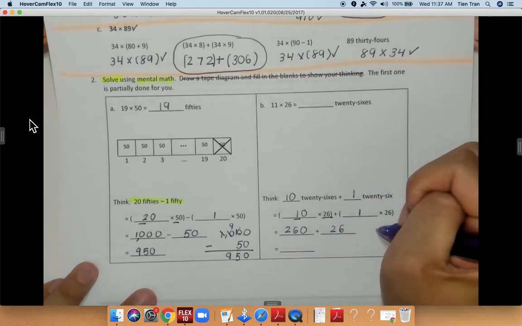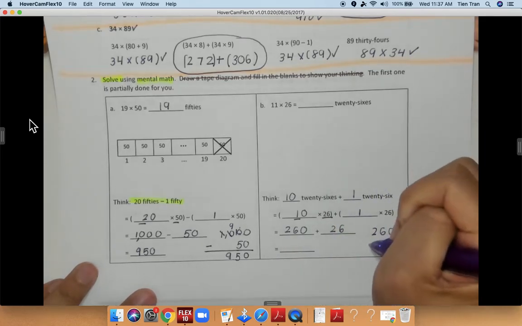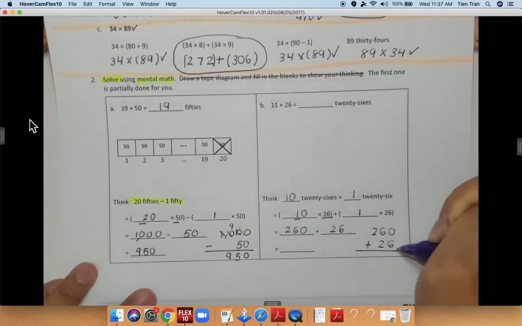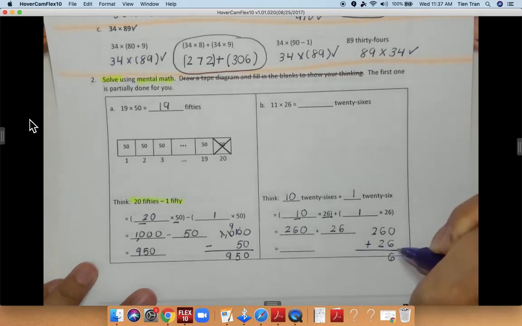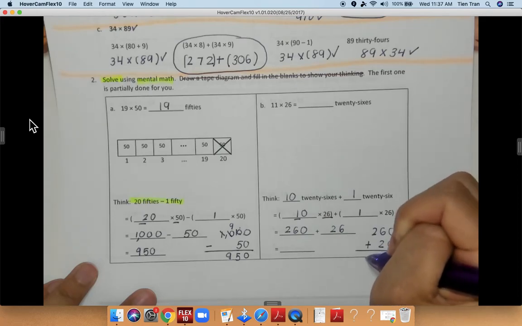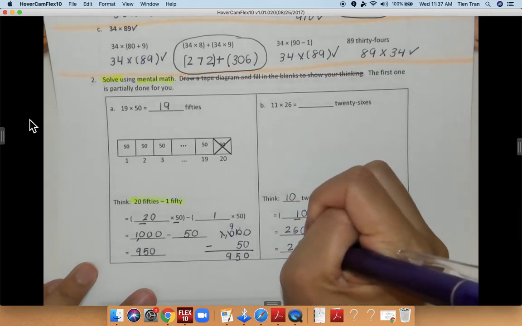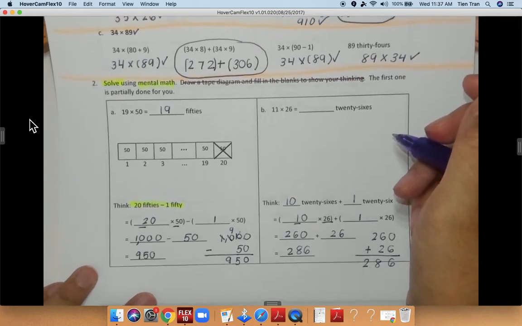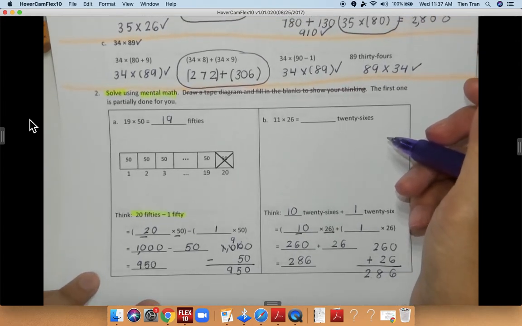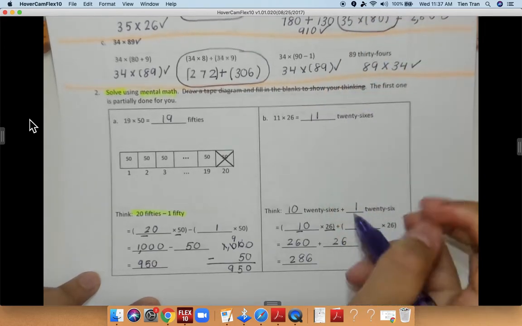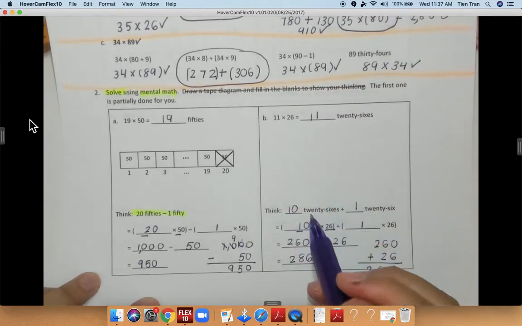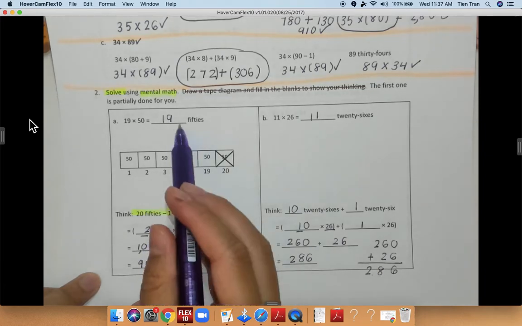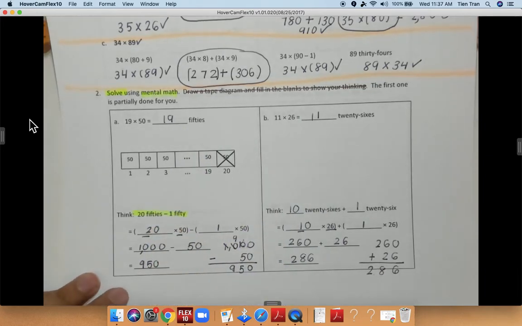So now I'm going to add those numbers together. I have 260 plus 26. I know that 0 plus 6 is equal to 6. 6 plus 2 is equal to 8. And bring down my 2, I get 286 as my final answer. So that means that I am going to have 11 26s, because 10 plus 1 is equal to 11. Same thing over here. 20 minus 1 is equal to 19. That's where you're getting that from.